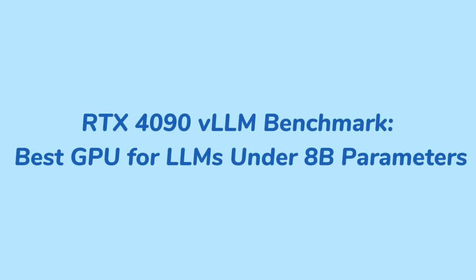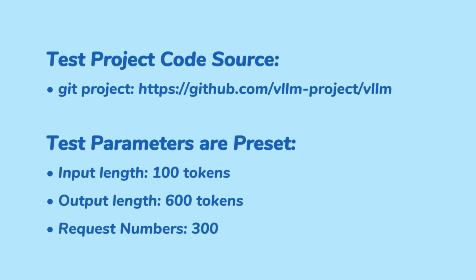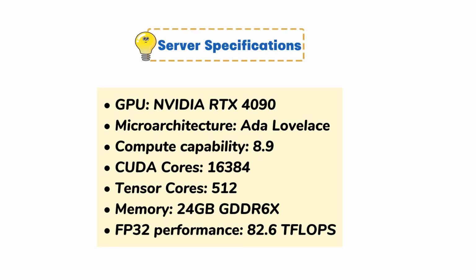In this video, we'll take a deep dive into the inference performance of the NVIDIA RTX 4090 under the vLLM framework. In this test, we used this Git project to build the environment and selected multiple models from Hugging Face. Each model received an input of 100 tokens and generated an output of 600 tokens, processing a total of 300 requests. The NVIDIA RTX 4090 GPU server is configured as follows.